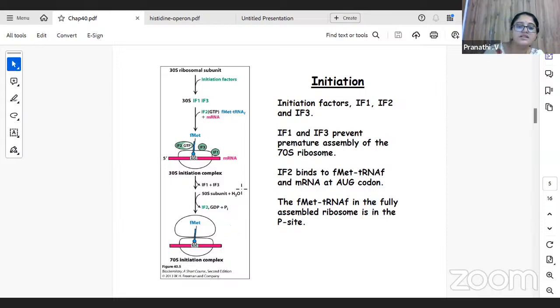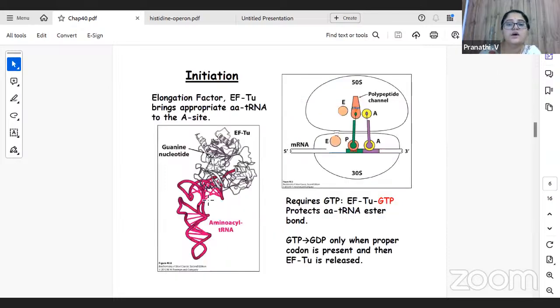So this causes release of IF2, and GTP is used, giving GDP plus Pi, because of which we get the active mRNA initiation complex with the 50S subunit and the 30S subunit joined together. And this is assembled in the P site in the first place. Now, this is how initiation is going to take place. And elongation factor EF-Tu brings the correct aminoacyl tRNA to the A site, that is the acceptor site.